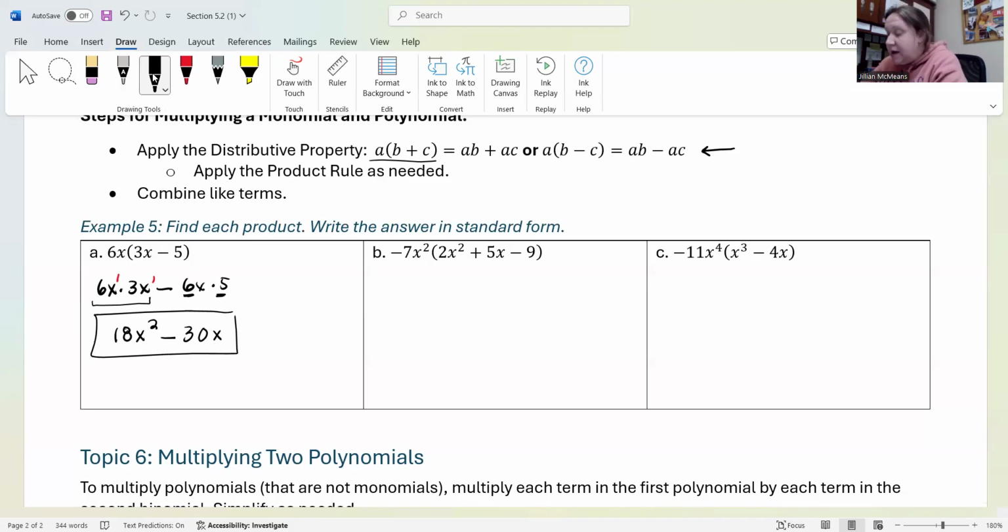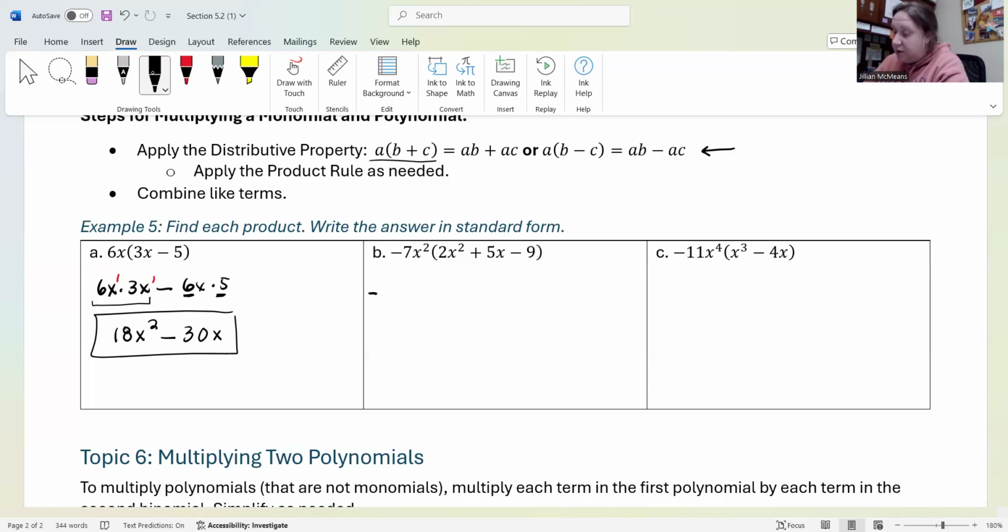Okay. Now for part B, we have a little bit more. We've just got 3 terms inside parentheses, no big deal. So I've got negative 7x squared that I need to multiply with (2x squared plus 5x minus 9). So again, I'll show you the steps nice and slow, but the assumption is soon we take off those training wheels and we can just do this without having to show side work, okay? So I've got negative 7x squared times positive 2x squared.